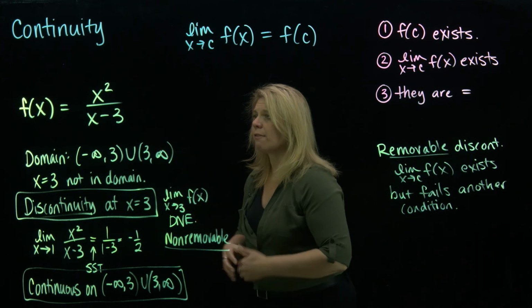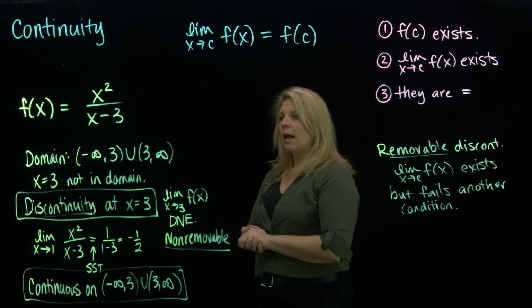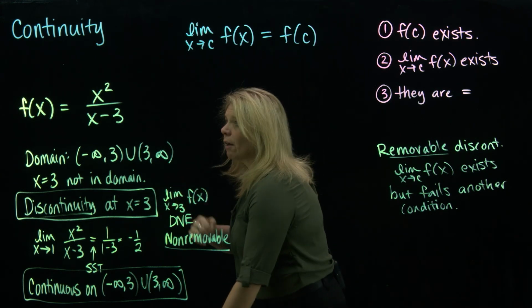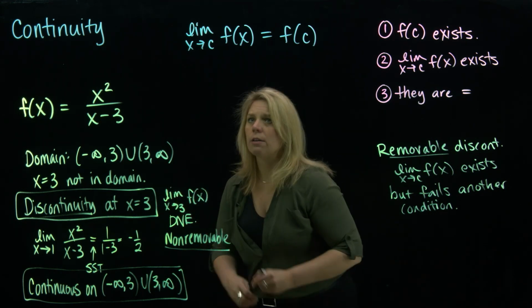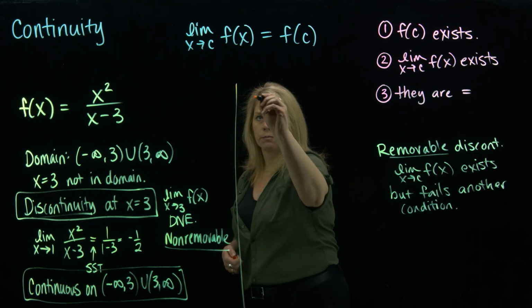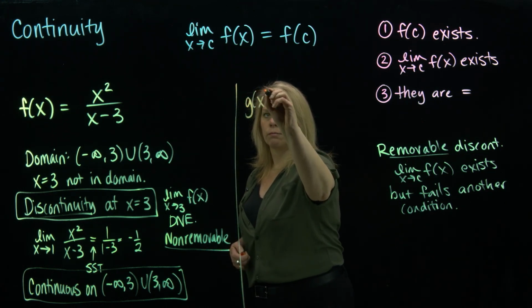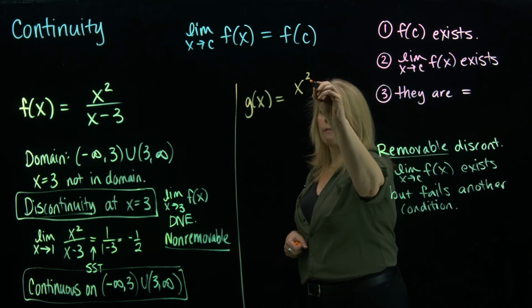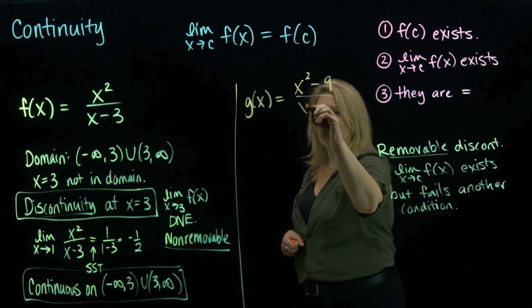I'm actually going to just modify this function a tiny little bit. And so some of the same things that we talked about will apply. We're going to call this a new function. Let's call this one g of x. And I'm just going to change the numerator a little bit. So we'll have x squared minus 9 over x minus 3.